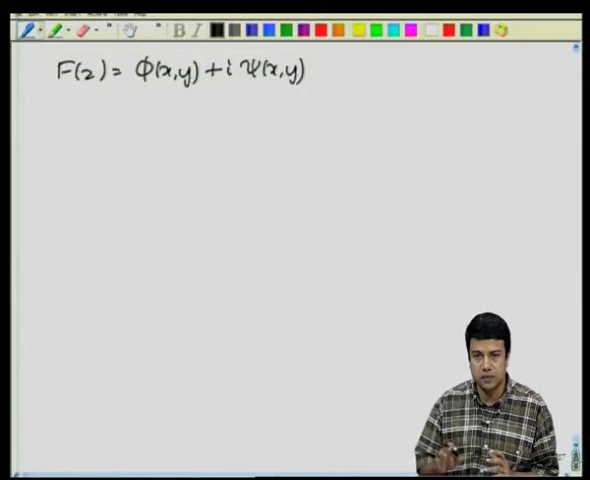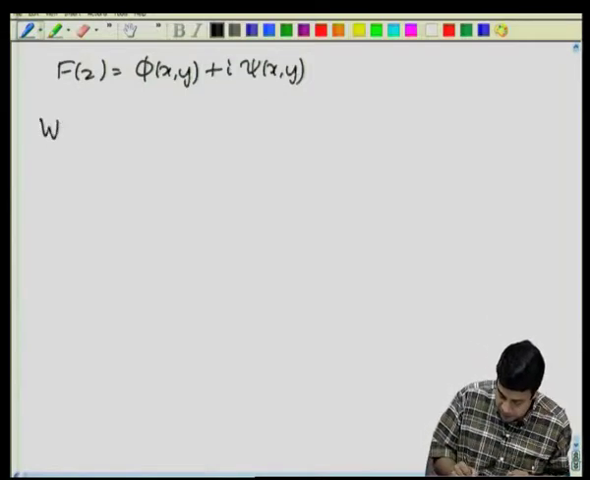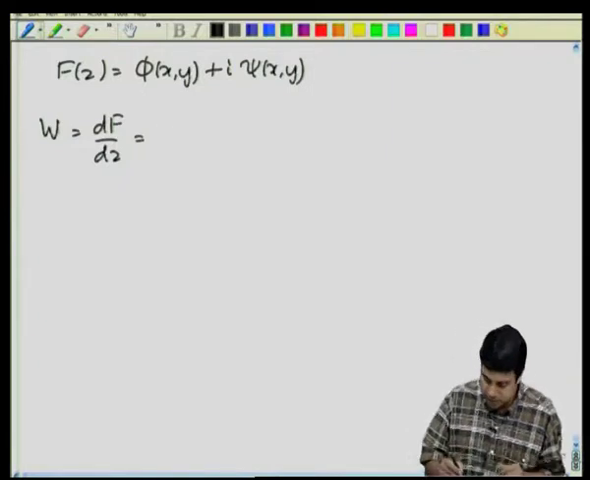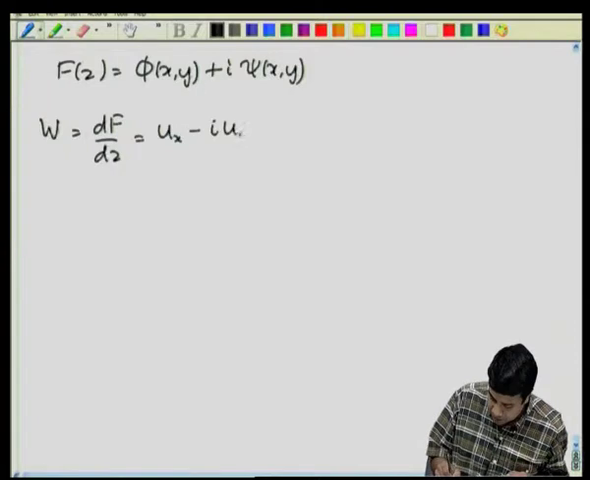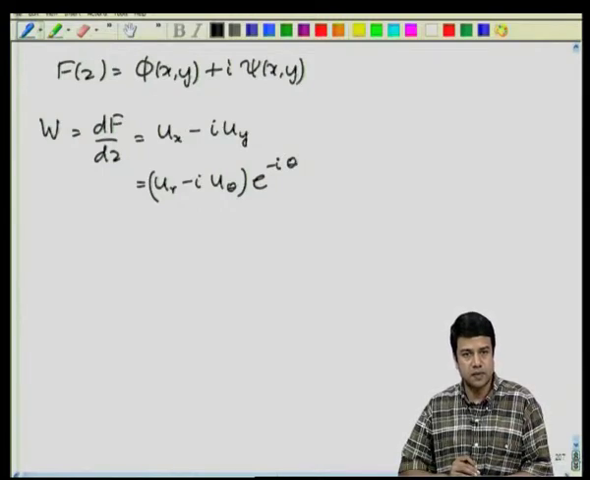So, they are both solutions of the potential flow equations. Without loss of generality and by convention, we identify phi of this analytic function as the potential for our potential flow. In that case, psi automatically becomes the stream function. So, the real part is the potential, the imaginary part is the stream function. We define the complex velocity as df by dz. This can be written in terms of the two velocity components as u x minus I u y, alternatively as u r minus I u theta e power minus I theta. So, these are the velocity components in terms of the complex velocity w, which is the derivative of the potential function with respect to z.